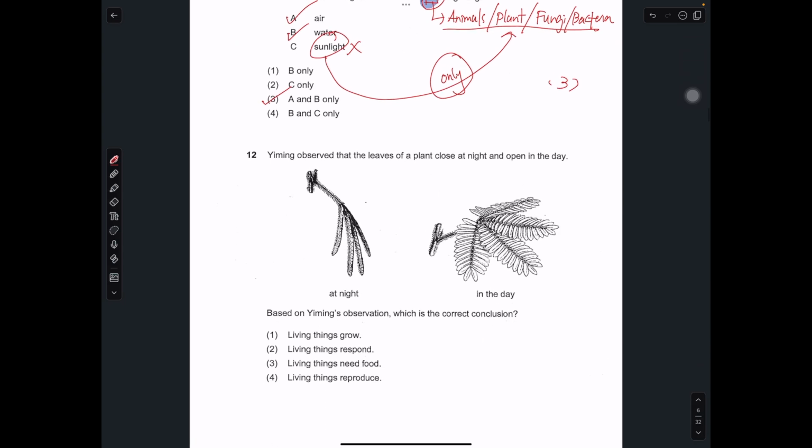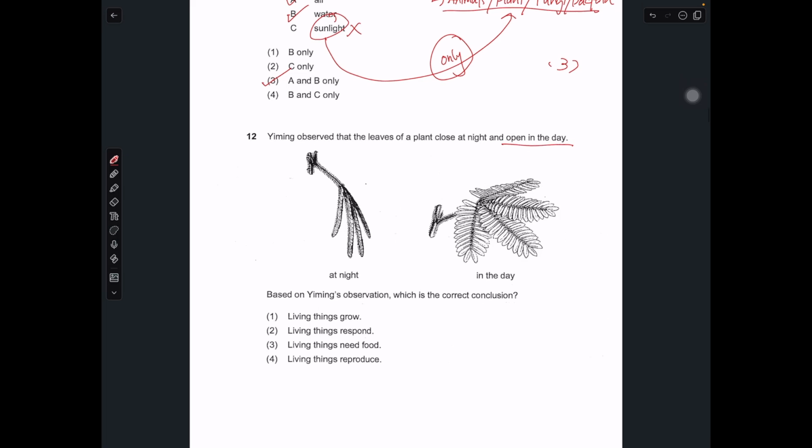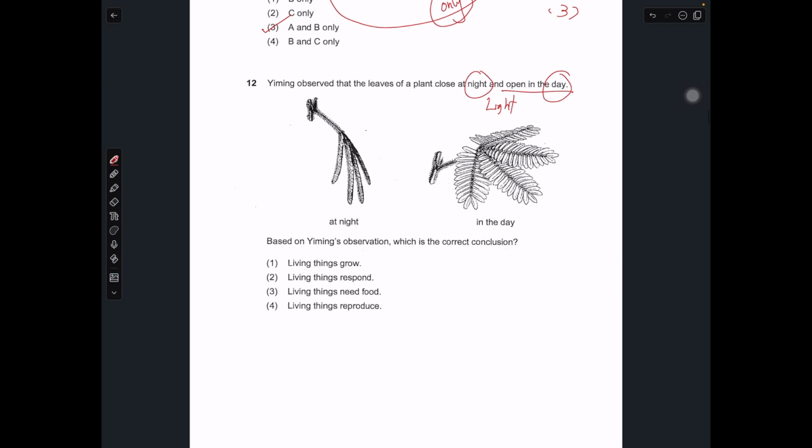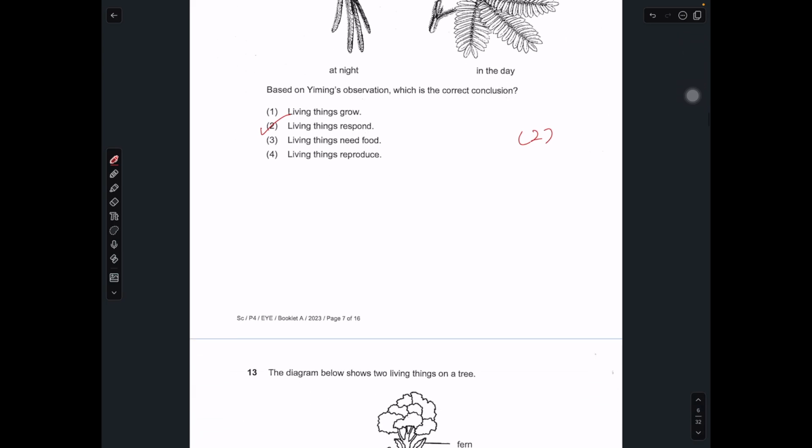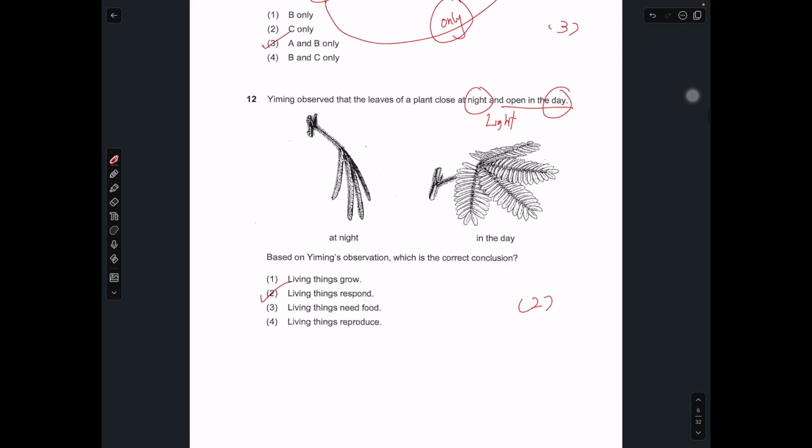Okay, it may be observed that the leaf of a plant closes at night and opens in the day. So it's trying to tell you that there are some changes in response to light. They respond to light. So over here, which of these is the correct conclusion? It's number 2. Living things respond to changes. Okay, question 12 is number 2.